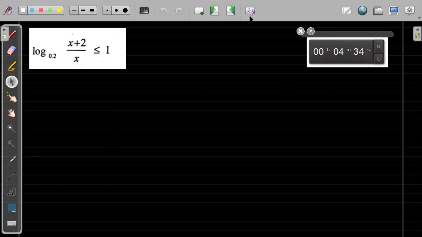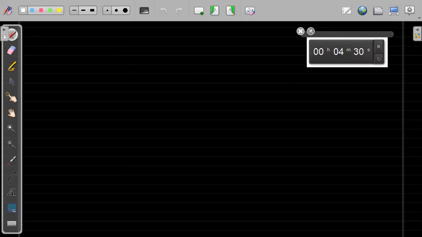Wait, before this, try to solve this one. I'll give a simpler question: log base 0.2 of (x plus 2) is less than or equal to 1. Solve this one first. First you solve this one. Let's see if you can solve it or not.